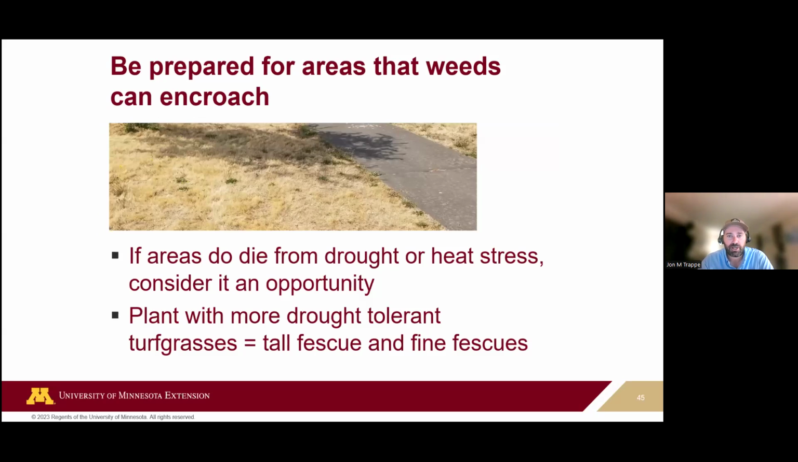And of course, there are other reasons, like I mentioned, nature loves to fill a void. So if you have stressed lawns, which is a lot of Minnesota has right now because of the drought and higher temperatures, maybe consider it an opportunity for planting more drought tolerant turfgrasses. The tall fescues and the fine fescues are the most drought tolerant turfgrass species that we can recommend in Minnesota for lawns. And those are the ones that I would recommend.